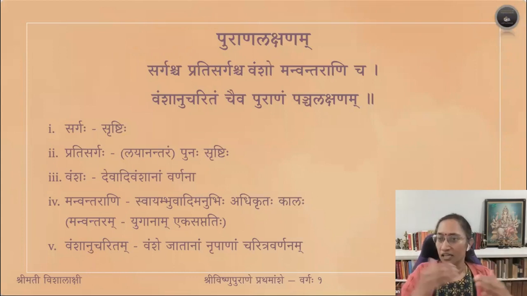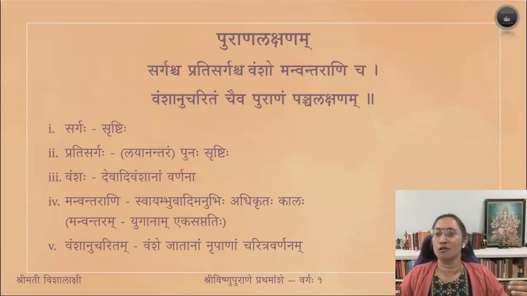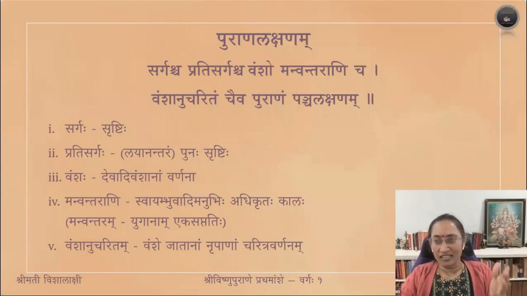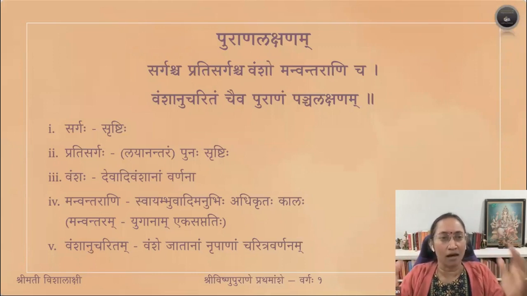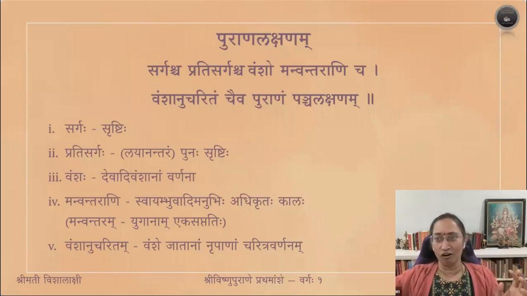Vamshaha, devadinam vamshaha, utpattihi. How was, you know, Brahma created prajapatis and each prajapati was responsible for the utpatti of different class of beings. That is the next section. The fourth is manvantaram. Manvantaram is a description of kalam. Time. How is the time divided and who is responsible for each section of time?